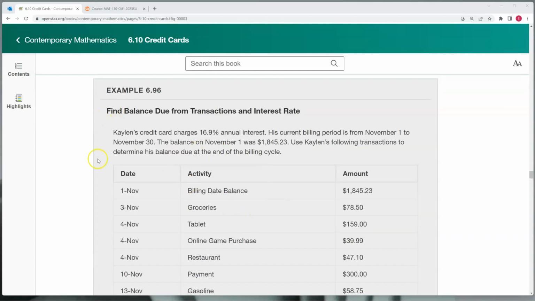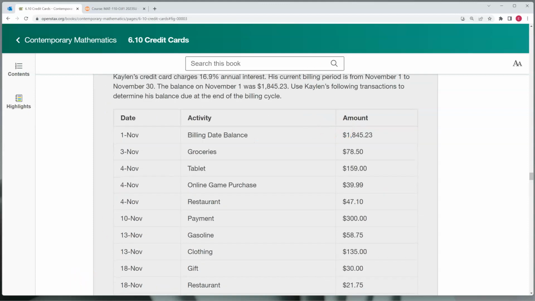All right, so let's try and put all of that together here: the average daily balance with calculating the interest. We want to determine Kalen's balance at the end of the billing cycle. So here, he's got a credit card. It charges 16.9% annual interest. The current billing period is from November 1st to November 30th. The balance on the first was $1,854.23. And here's a list of all of his transactions.